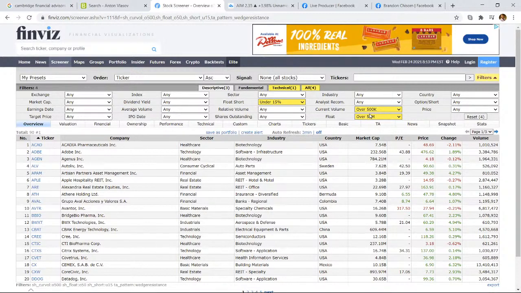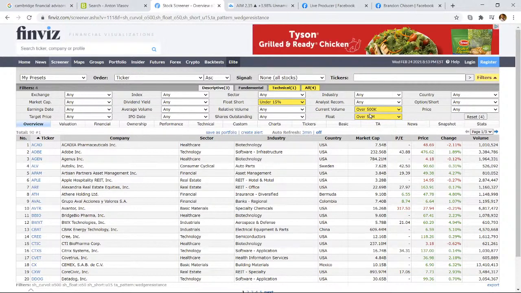Being that the shares traded hands at one time, that can aid in the price moving that much higher, that much faster. So you want to have a float that's 50 million shares or less.